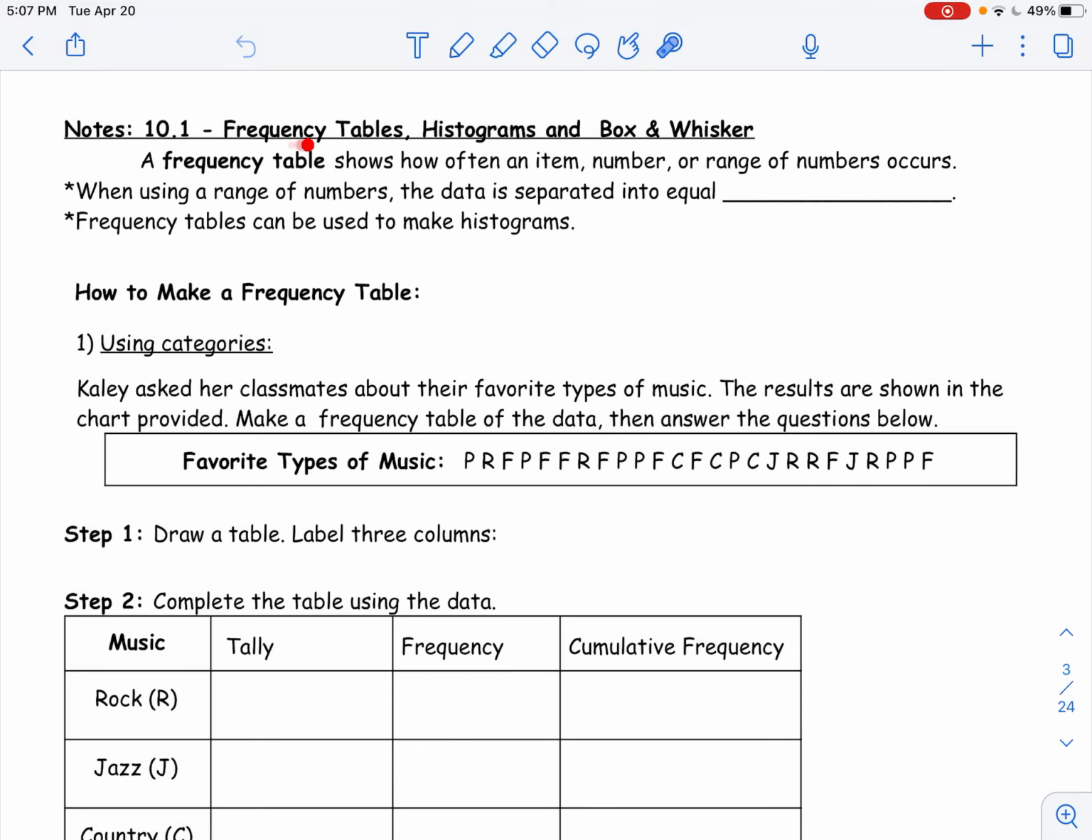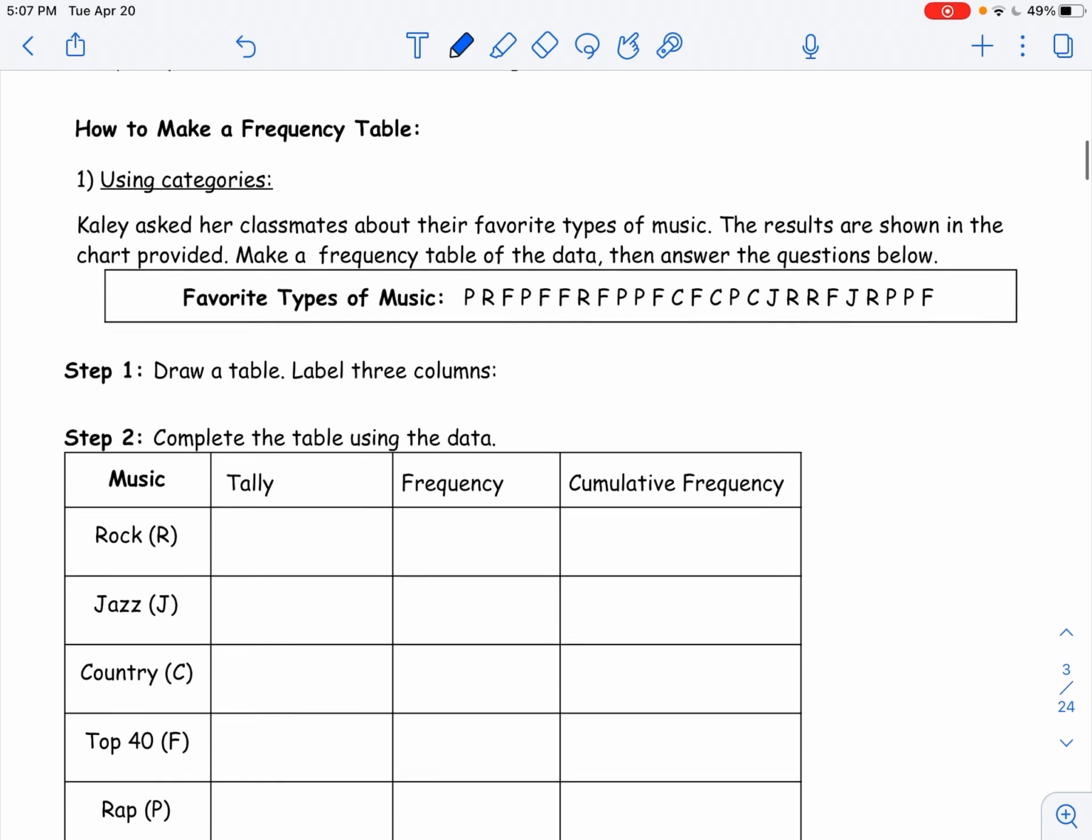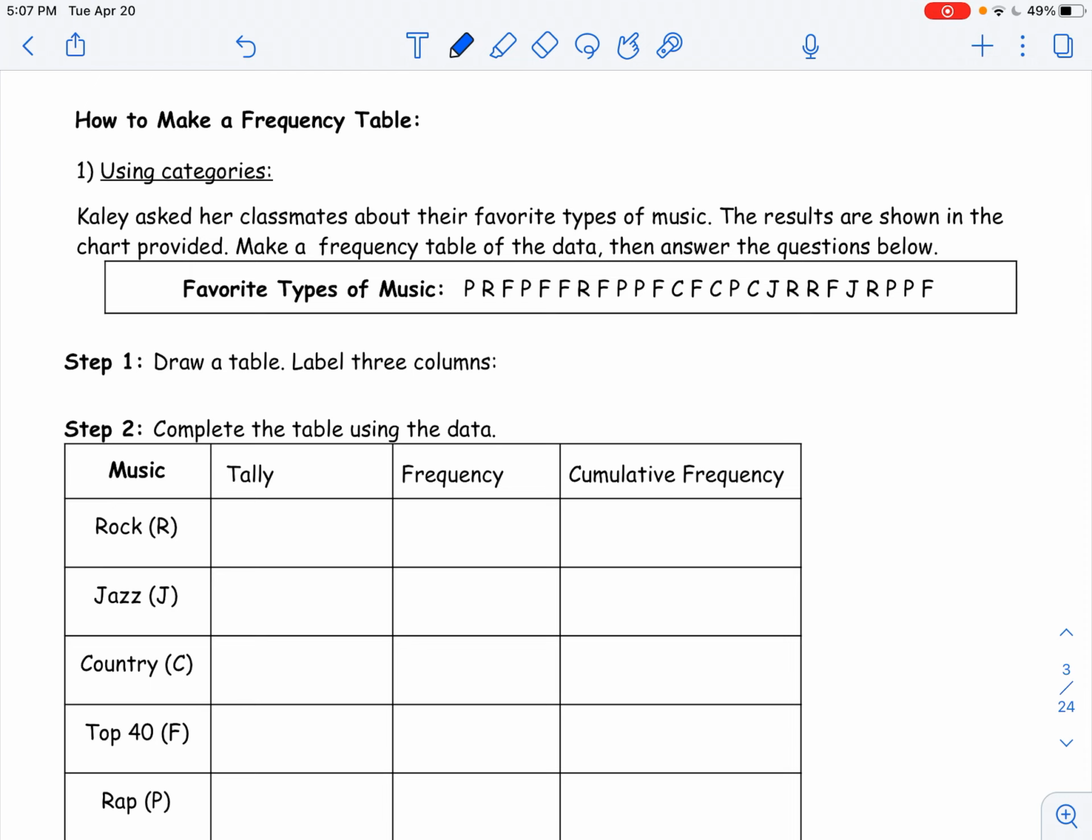In this video, let's take a look at frequency tables, histograms, and box and whisker plots. A frequency table shows how often an item, number, or range of numbers occurs. When using a range of numbers, the data is separated into equal intervals. Frequency tables can be used to make histograms. So how do you make a frequency table?